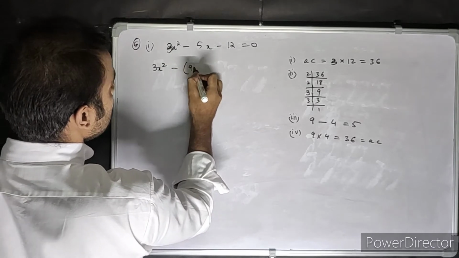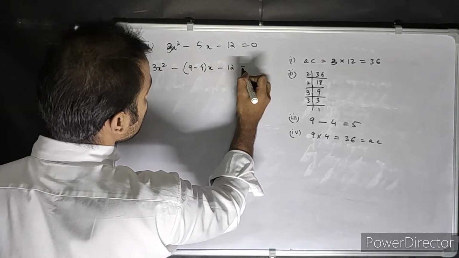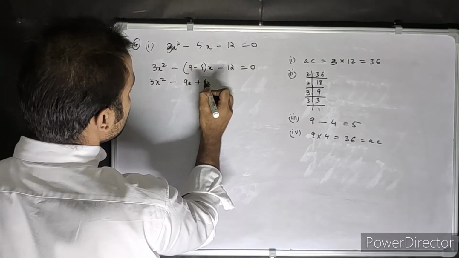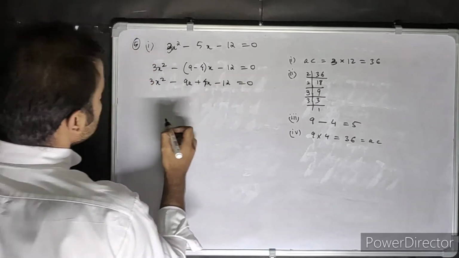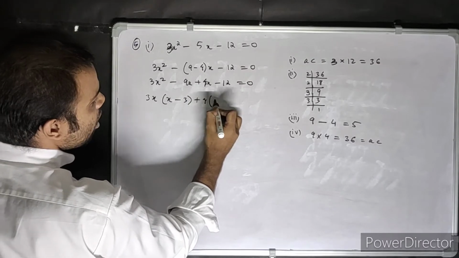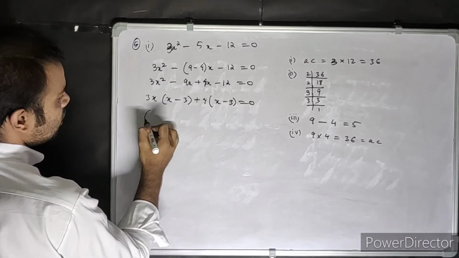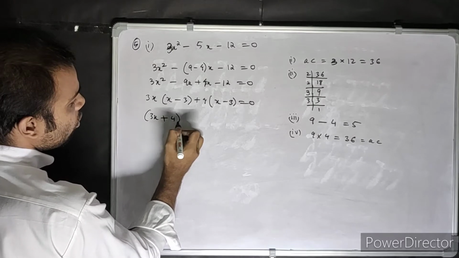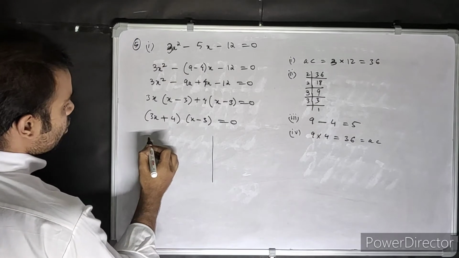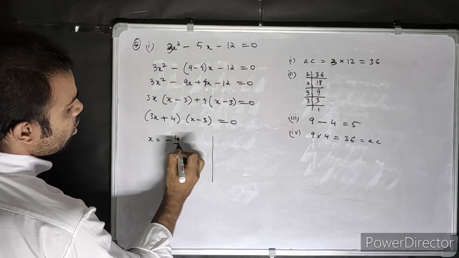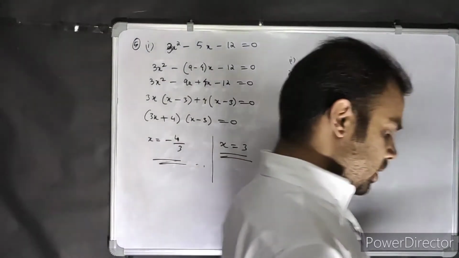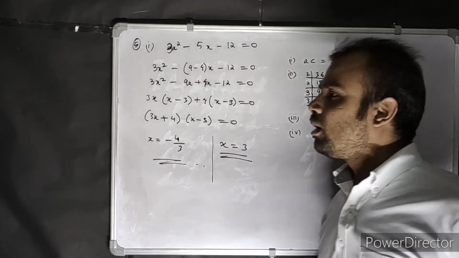3x square minus 9x minus 4x minus 12 is equal to 0. So that is 3x square minus 9x plus 4x minus 12 is equals to 0. So from here 3x common, so x minus 3 plus 4 common, x minus 3 equals to 0. So 3x plus 4 and x minus 3 equals to 0, you can write any one first, okay, doesn't matter. So x is equals to minus 4 by 3 and x is equals to 3. So I've got two values for you, and that is how to solve this question by middle term break.